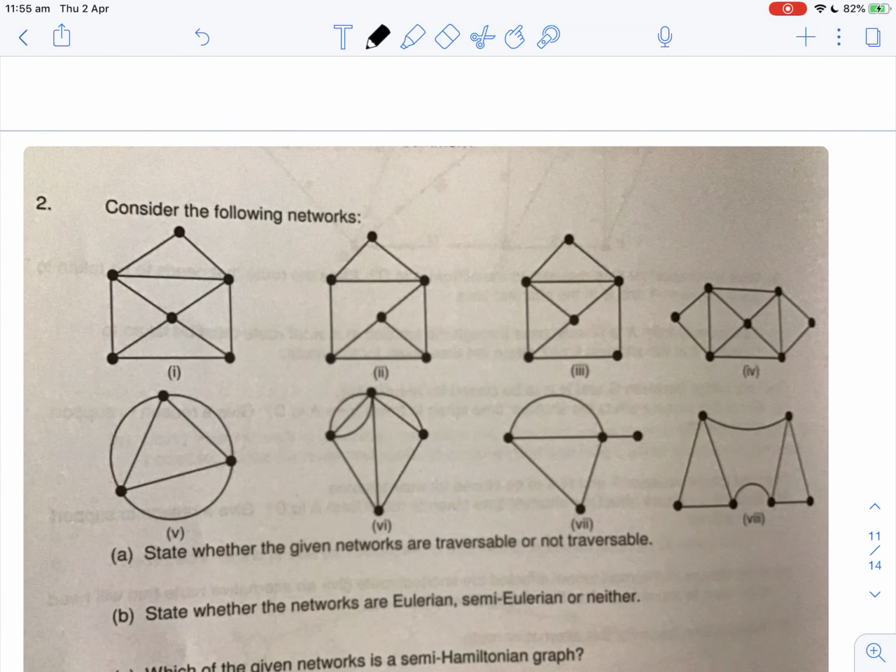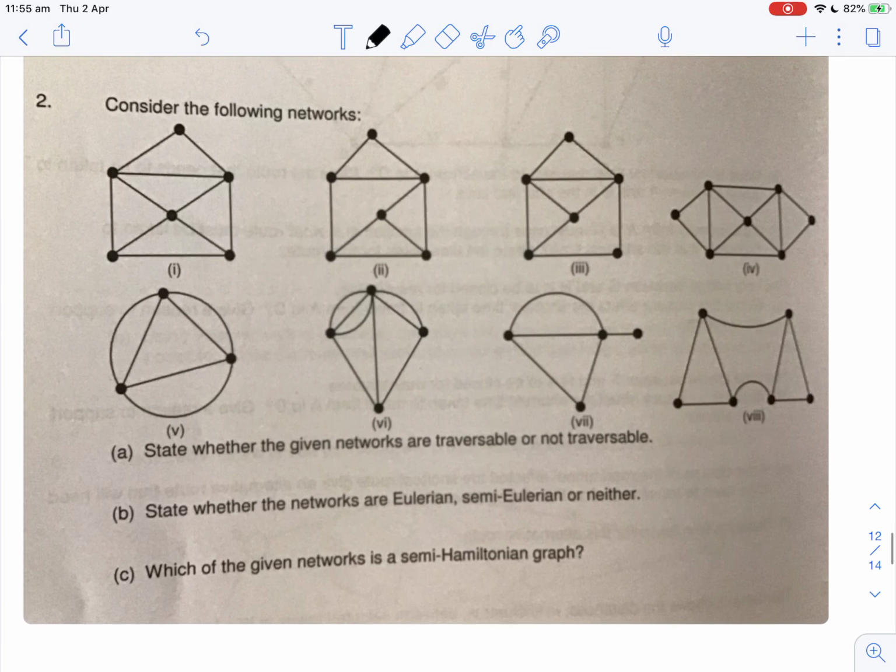So let's have a look at a few graphs. Now, this is from the review section of CLUP. He's given us a series of networks, and he's asked us here whether each of the networks are traversable or not traversable. That will determine whether they're Eulerian or semi-Eulerian or neither. And he's then asked which of these are semi-Hamiltonian. And so again, I'll cover each of these. I'll look at Hamiltonian as well.